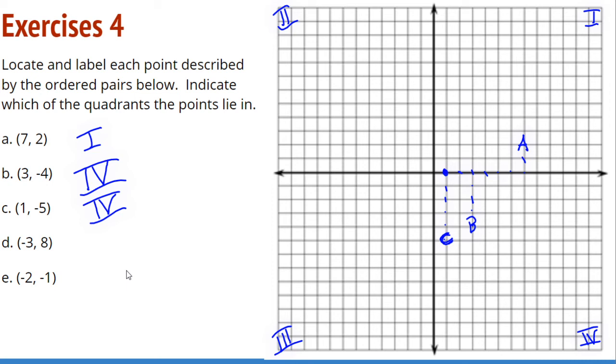I've got negative 3, 8, so 1, 2, 3, then 1, 2, 3, 4, 5, 6, 7, 8, and that's going to be point D, and that's in quadrant 2. And I've got negative 2, negative 1, so 1, 2, and negative 1, and that's point E, and that's going to be in quadrant 3.